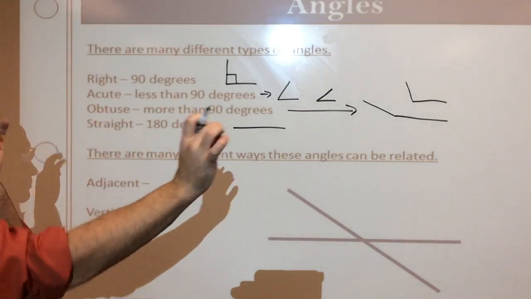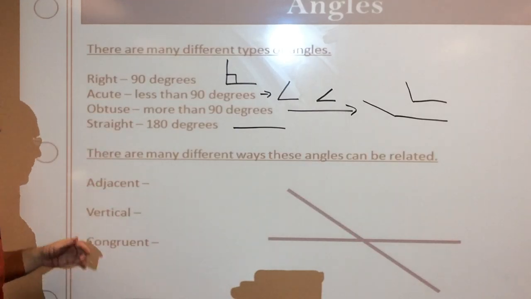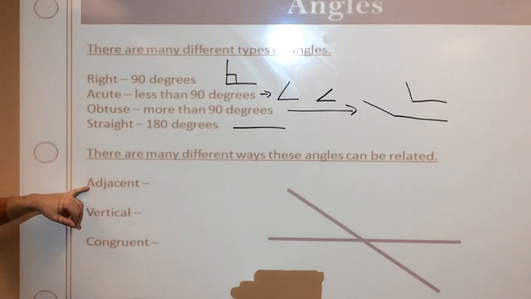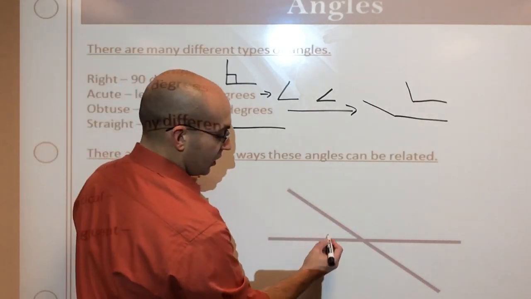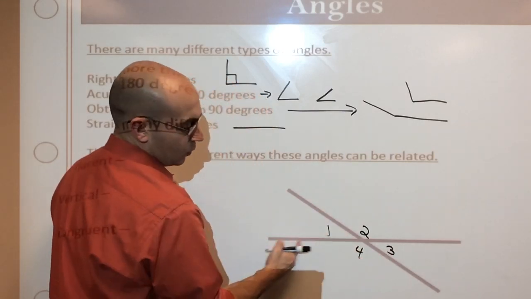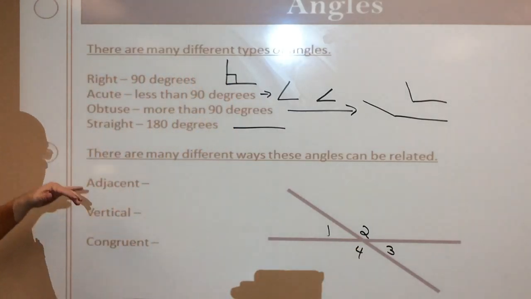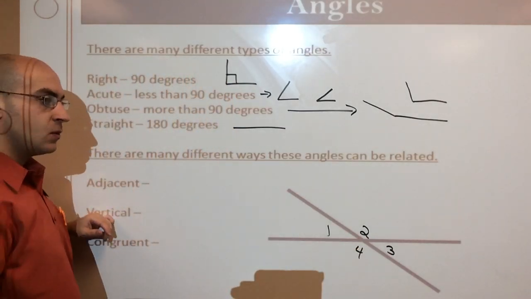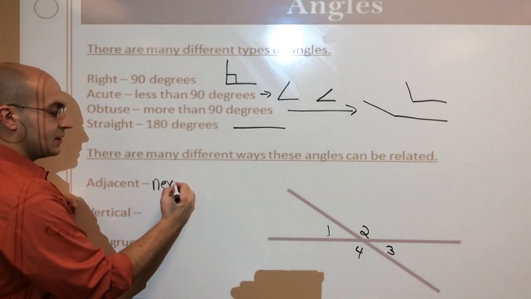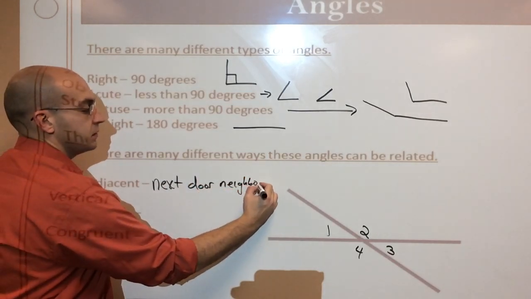Straight. Now, there's different ways we can classify how angles are related. Adjacent angles, vertical angles, and congruent angles. Let's work with adjacent first. I'm going to label these 1, 2, 3, and 4. Now, to start off, adjacent angles, well, adjacent means next to each other. The way I want you to remember that is next door neighbors. They are next door to each other.